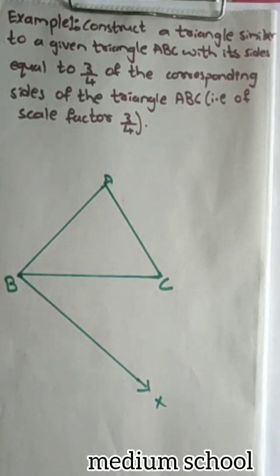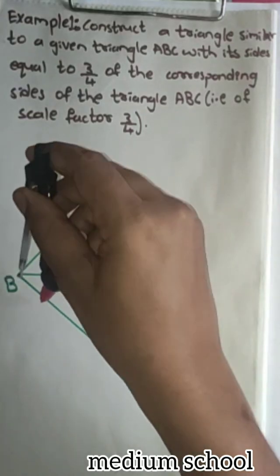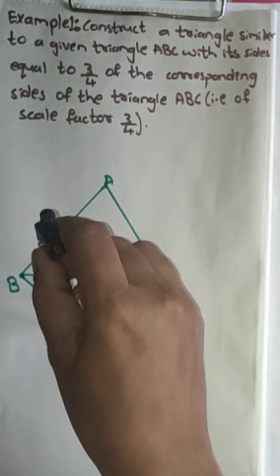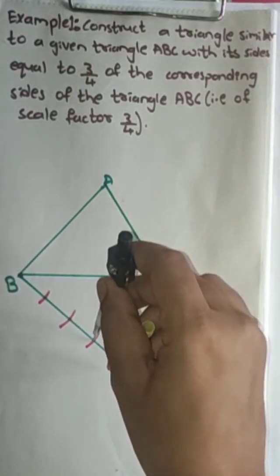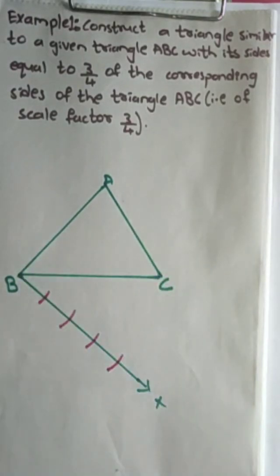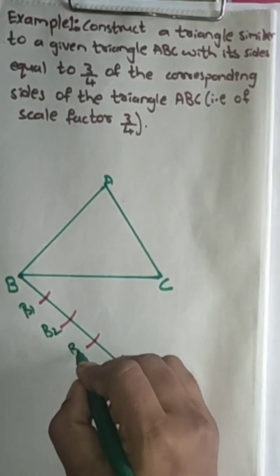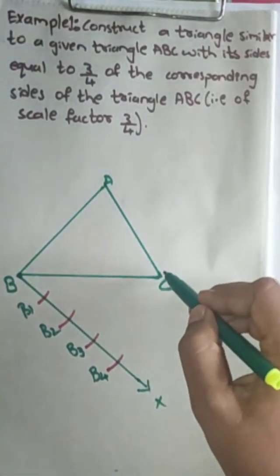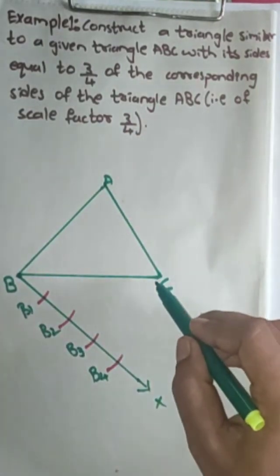Now, construct 4 equal arcs by taking the compass. Take your own measurement. Now, cut 4 equal arcs. 1, 2, 3, 4. Now write this B1, B2, B3, B4. So now see the denominator and join to this. Now 4 is in the denominator. Now join this B4 to C.